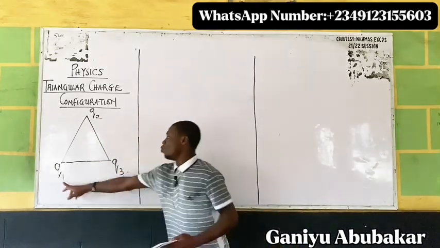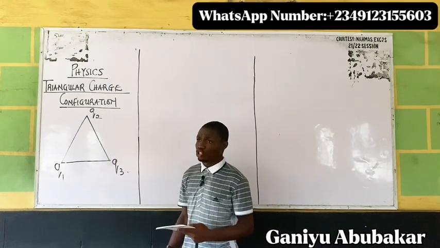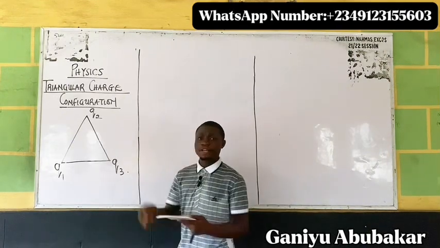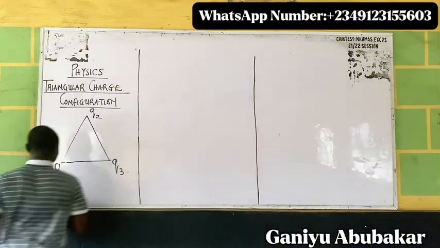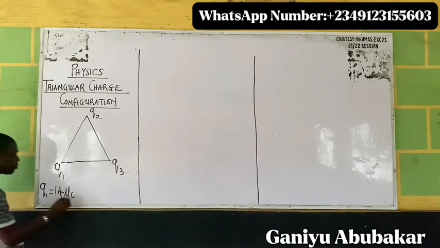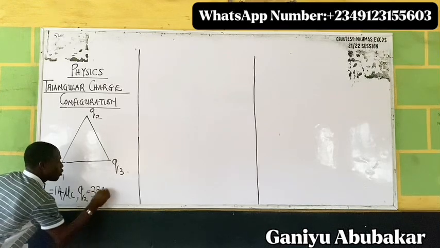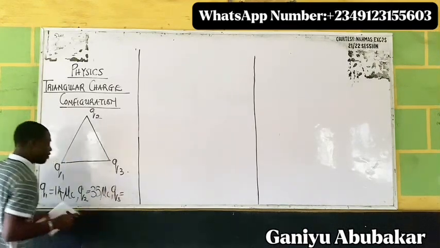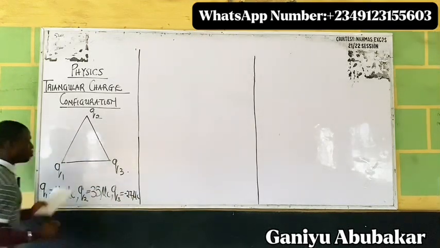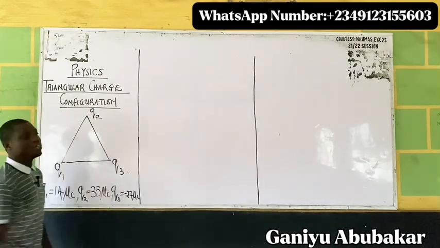Here now, I have Q1, Q2, Q3, no problem. Task 1 done, draw a diagram. Task 2, indicate what is Q1, what is Q3. Q1 here is given as 14 microcoulomb. Q2 is given as 35 microcoulomb and Q3 is given as negative 27 microcoulomb. So I'm given these charges here. I expect that Q1 is here, Q2 is here, Q3 is here.